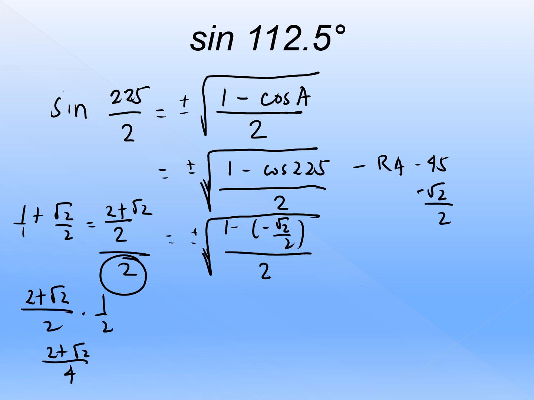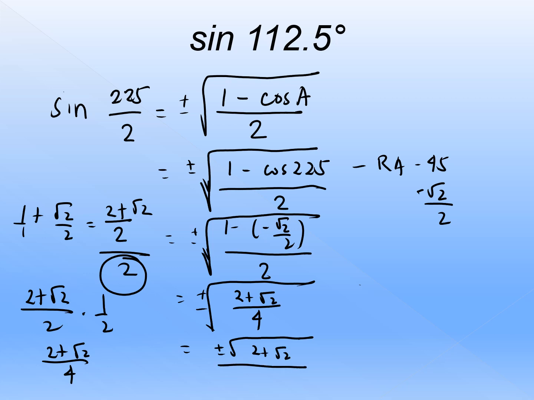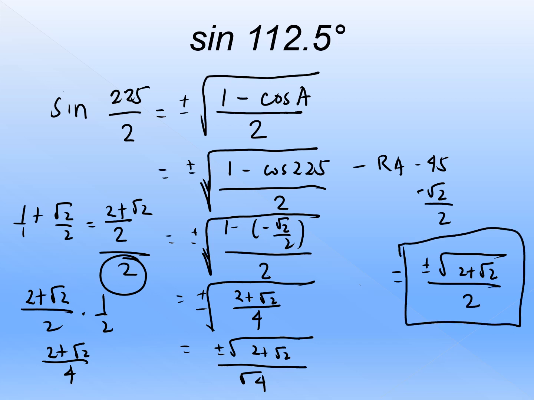So the simplified form of 1 minus negative square root of 2 over 2, all over 2, is 2 plus square root of 2 all over 4. So let's write this. Then we can now have positive or negative square root of (2 plus square root of 2) all over square root of 4. The value of square root of 4 is 2. So therefore, the simplified form is positive or negative square root of (2 plus square root of 2) all over 2. And this is your final answer.